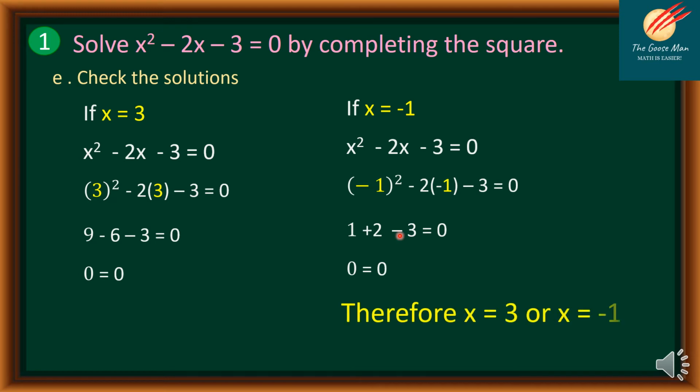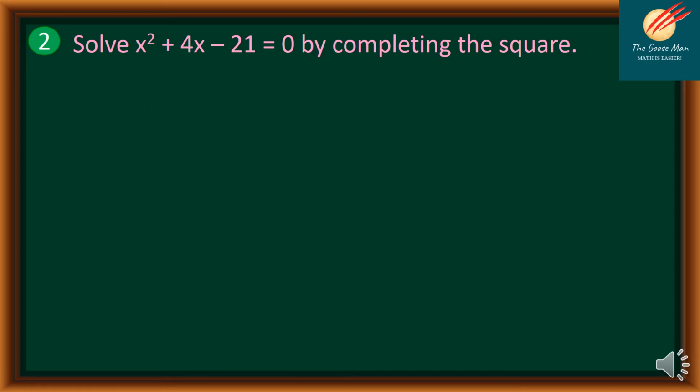So therefore, we can say that the values of x are x is equal to 3, or x is equal to negative 1. So let's move on to example number 2. Solve x squared plus 4x minus 21 is equal to 0 by completing the square.